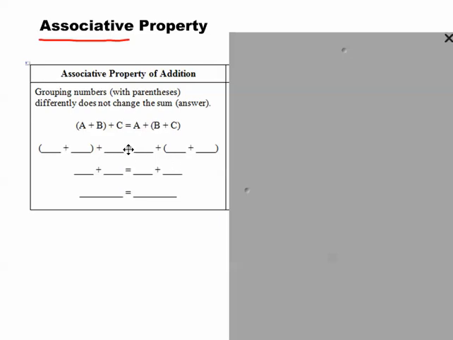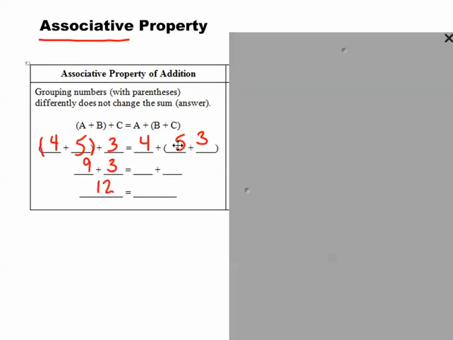So let's put real numbers in there because I think that's going to help you. So let's say 4 plus 5 plus 3 is the same. Let's keep my order the same. So you see I still have the same order, 4, 5, and 3, 4, 5, and 3. But instead, I'm going to group these first. So 4 plus 5, that's 9. Plus 3, that's going to give me 12.